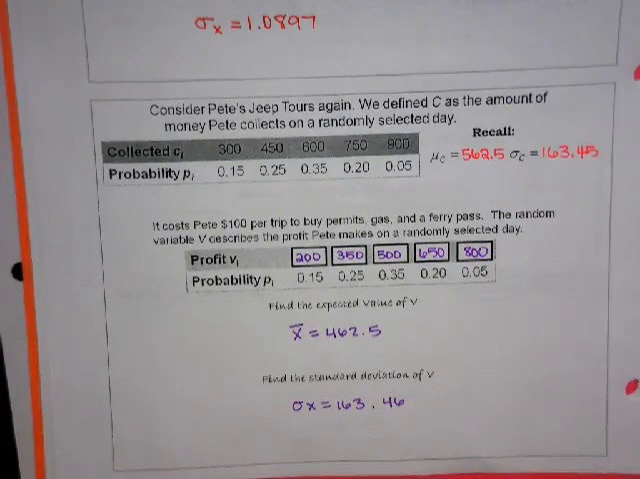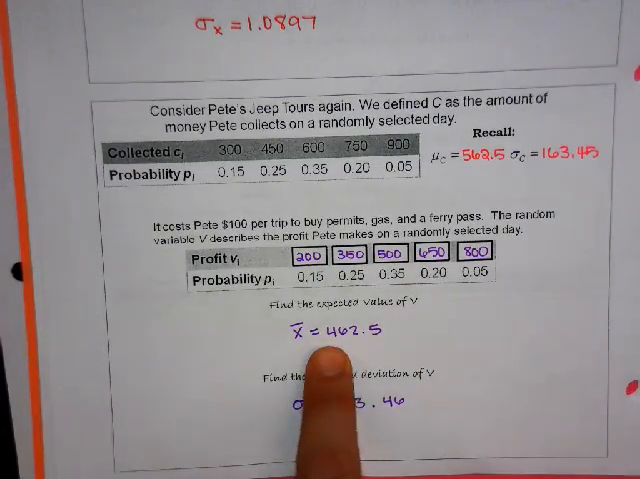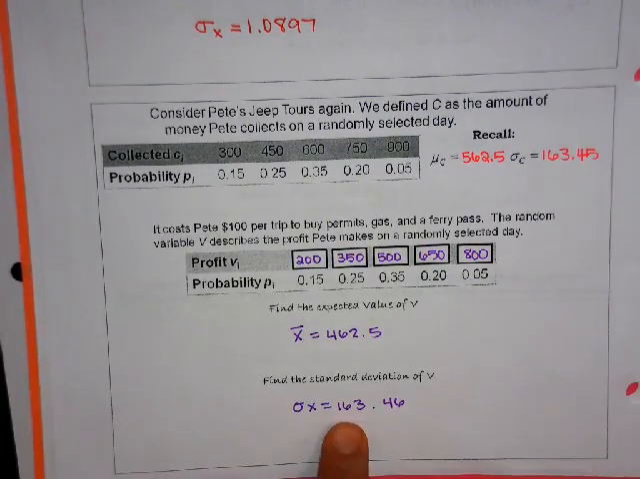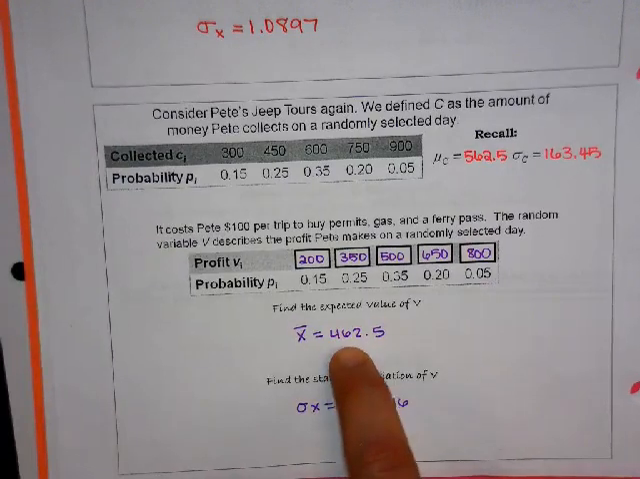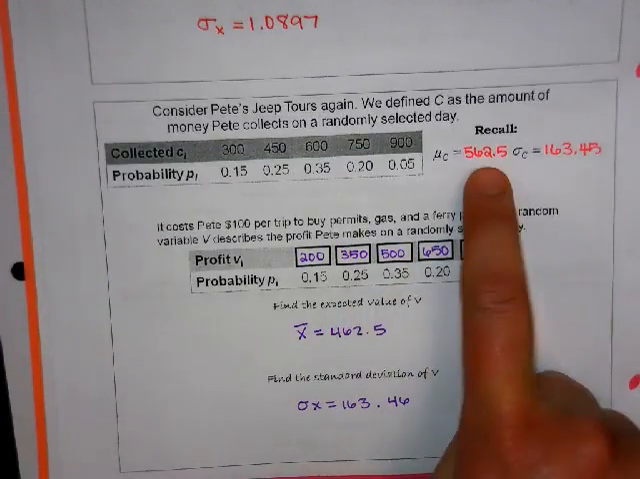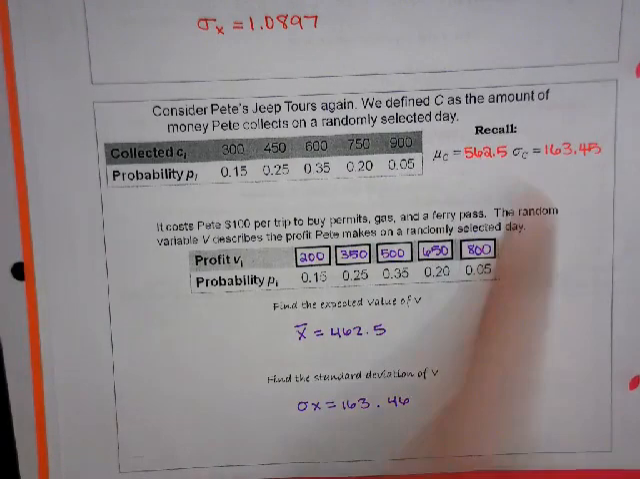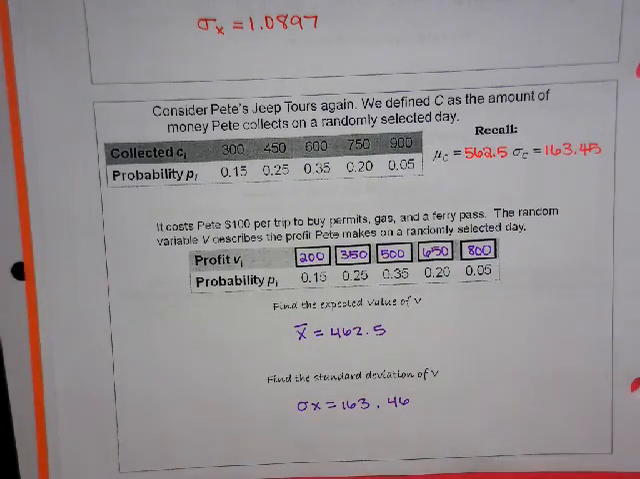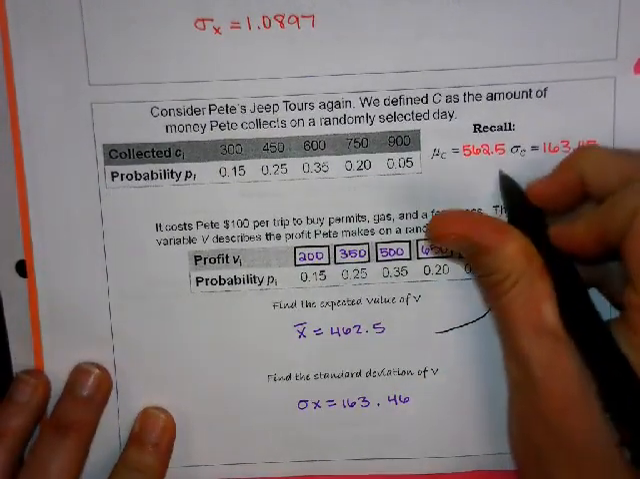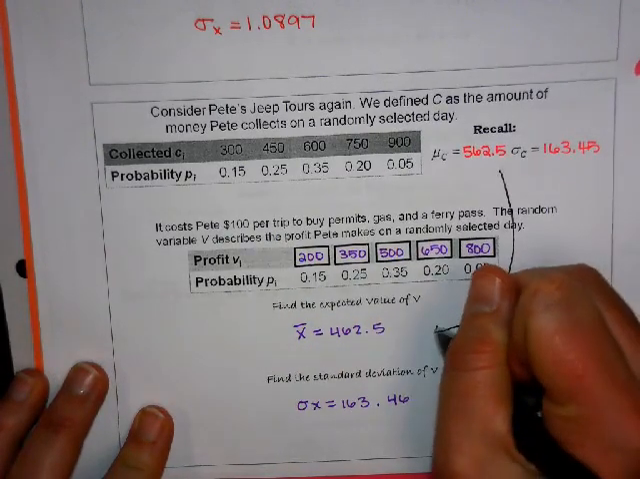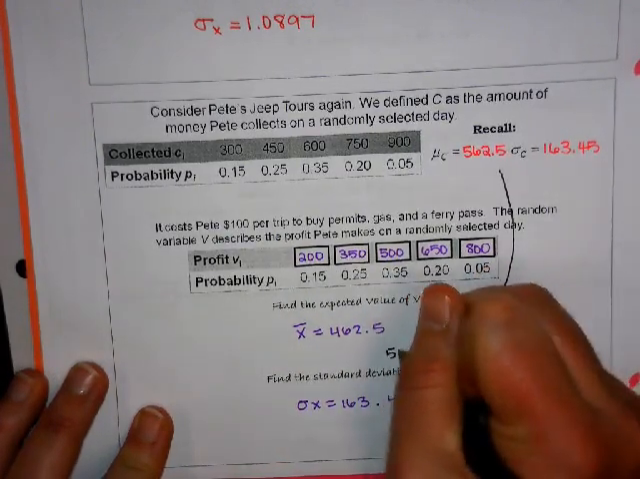Alright, so expected value for Pete's profit 462.5, standard deviation 163.46. So what is the relationship with the expected profit from the expected value of how much money he collected? Minus 100. We took away 100, right? Which is what we did to get our values here. What about for the standard deviation? It stays the same.